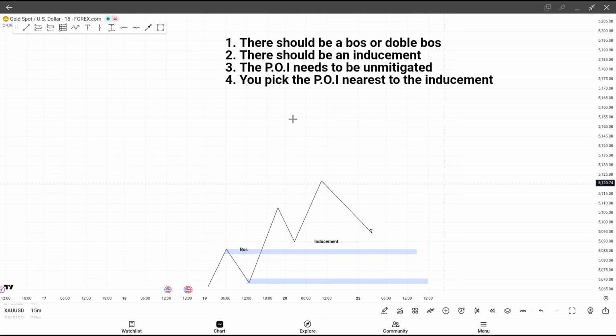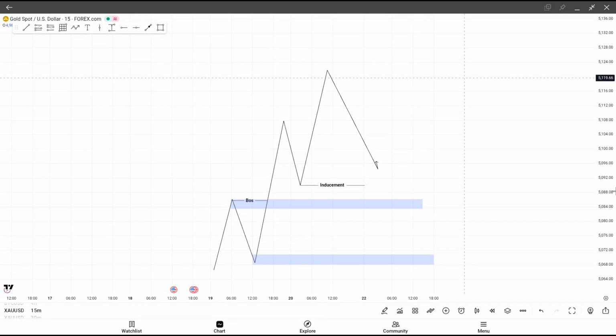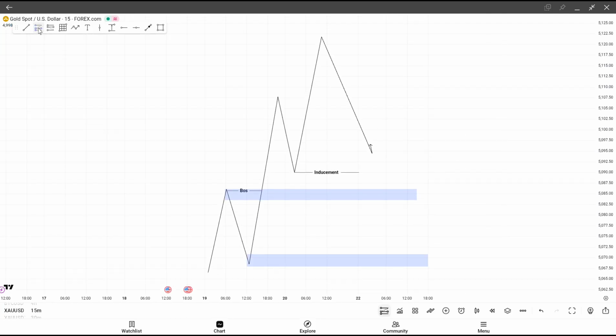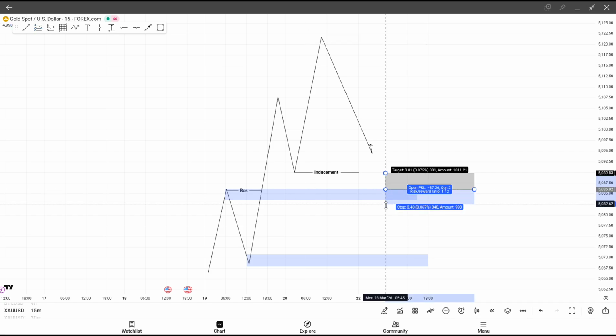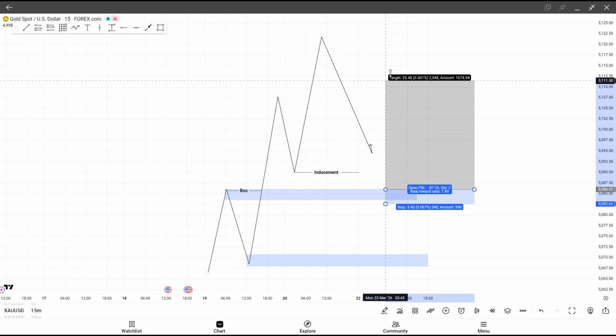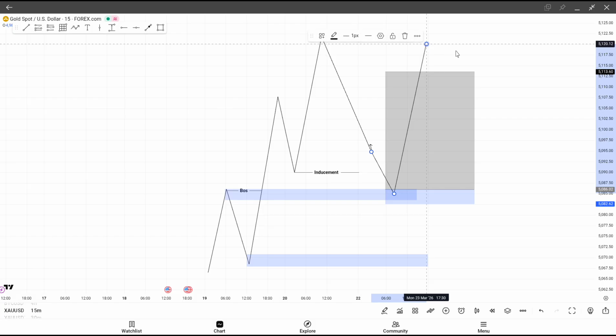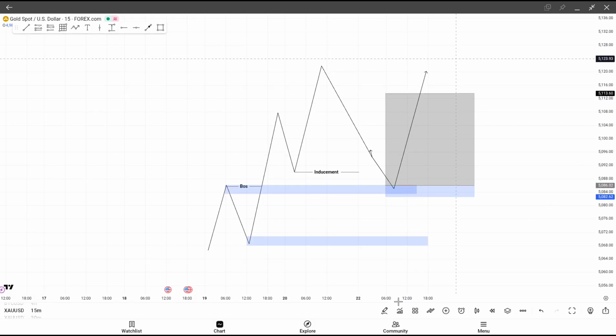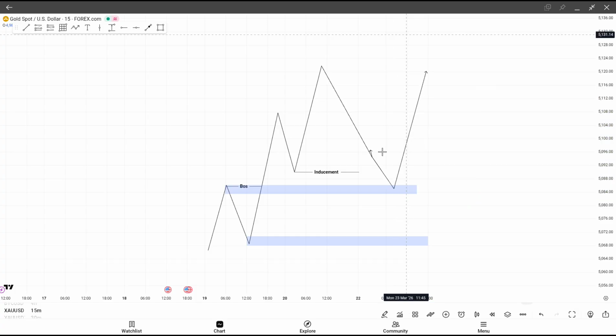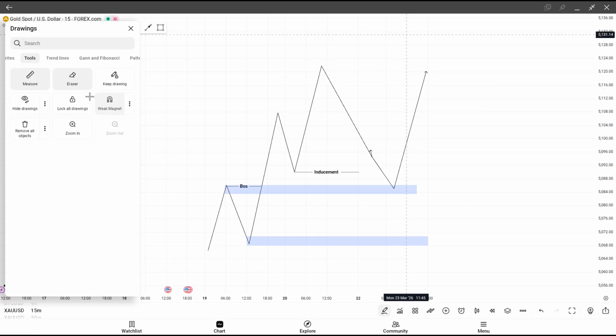What's the next rule? You pick the point of interest nearest to the inducement. What's the point of interest nearest to the inducement here? The point of interest nearest to this inducement is this breaker block. So the market will definitely come and buy from this breaker block. Just as easy as that.